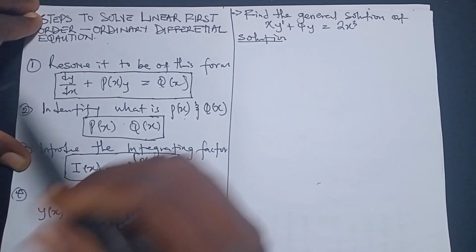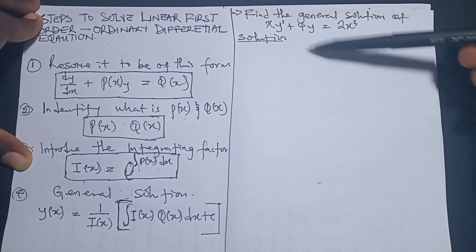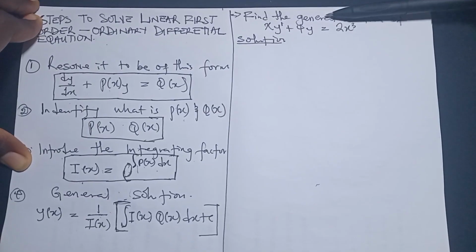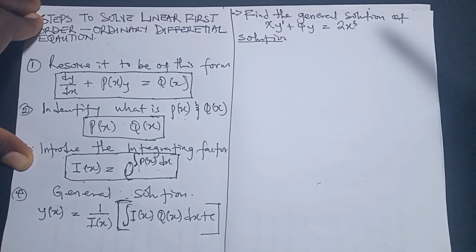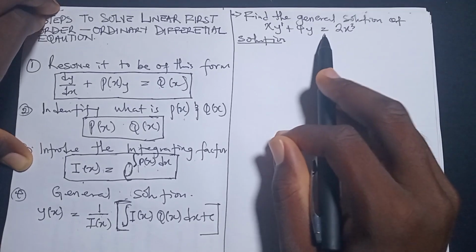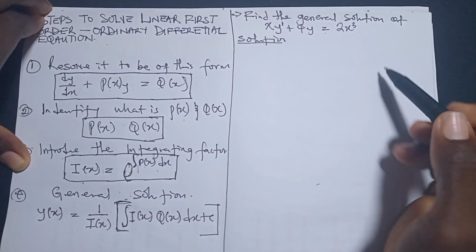Now let's follow these steps to solve this question. The question says: find the general solution of xy prime plus 4y equal to 2x cubed.